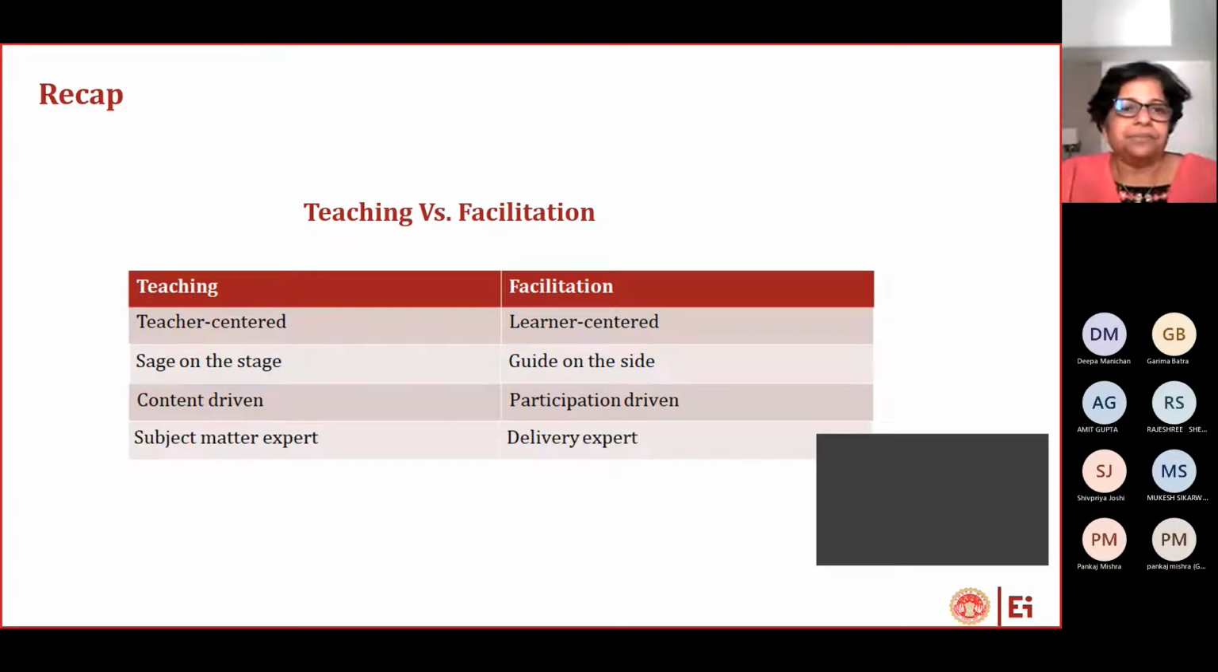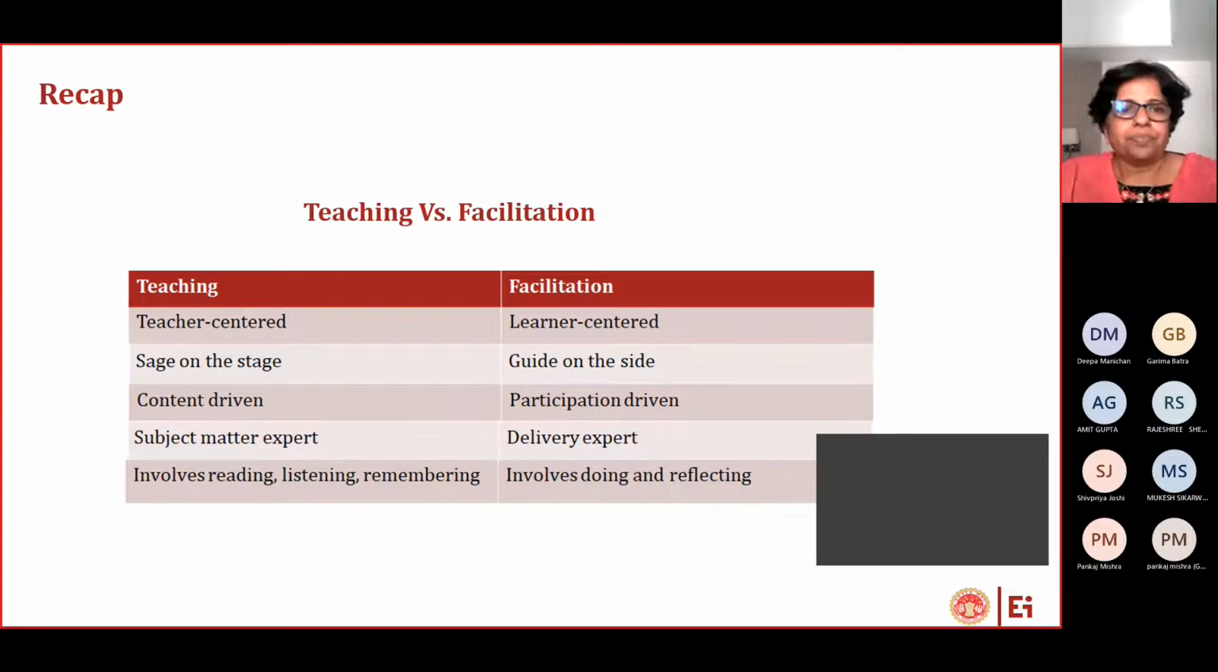Okay. In teaching, you become a subject matter expert, and when you're facilitating, you are concentrating more on the mode of delivery. So you're more of a delivery expert there. Teaching involves reading, listening, remembering, all those cognitive, scholastic skills. And when you're facilitating, it involves a lot of doing and reflecting.